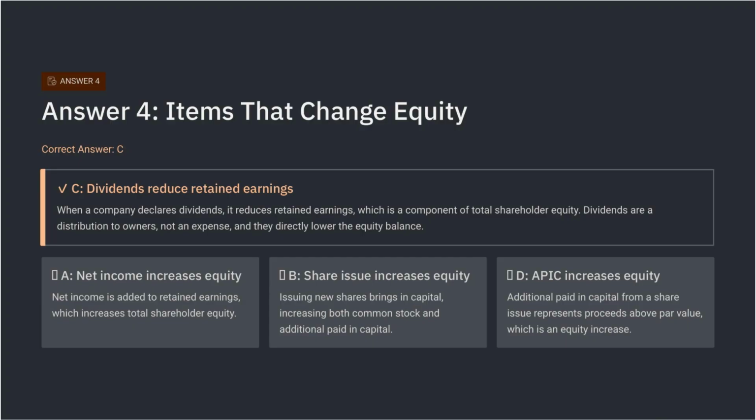Option A is wrong because net income usually increases retained earnings. Option B is wrong because issuing new shares usually increases common stock and additional paid in capital. Option D is also wrong because additional paid in capital from a share issue is normally an increase in equity.